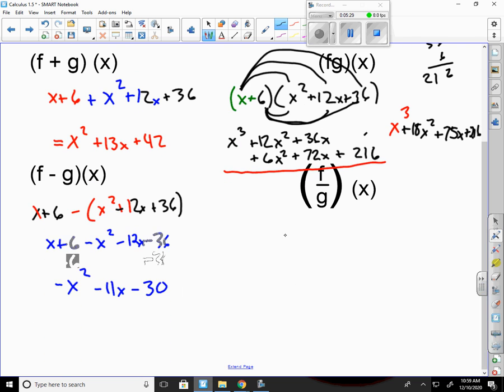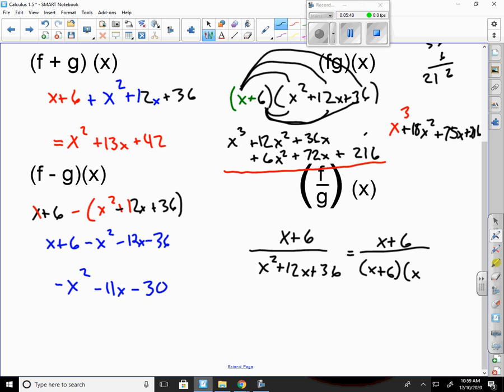Last one would be f over g. I do x plus 6 over x squared plus 12x plus 36. I can factor this bottom out. It gives me x plus 6 over, and that's x plus 6 times x plus 6. So one of those cancels on the top and bottom. Gives me 1 over x plus 6. So now that I have an x in the denominator, I need to know what value would not work. So what value would give me a 0 in the denominator? And that would be negative 6, which tells me x cannot equal negative 6. Because I can't divide by 0.